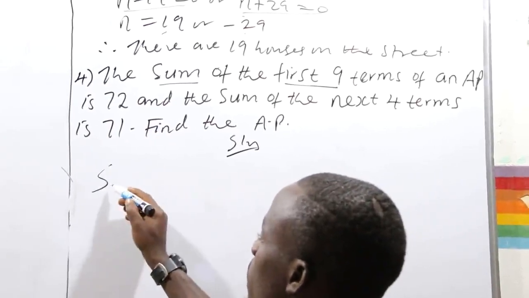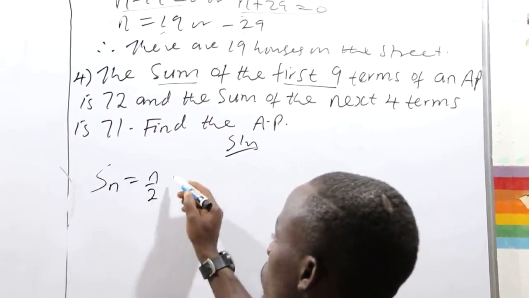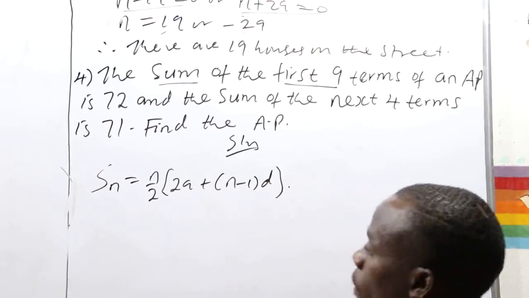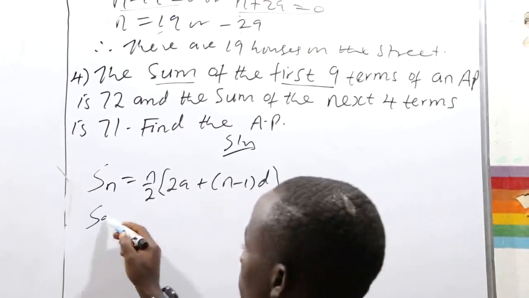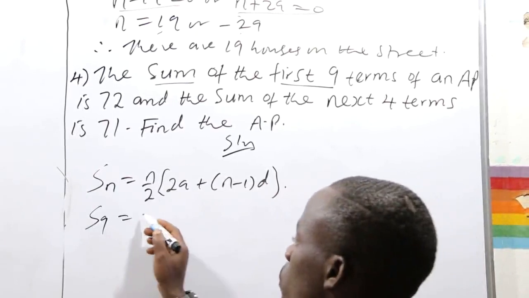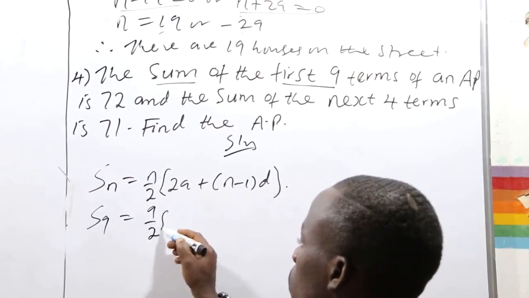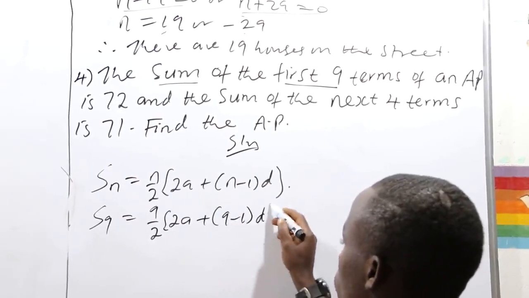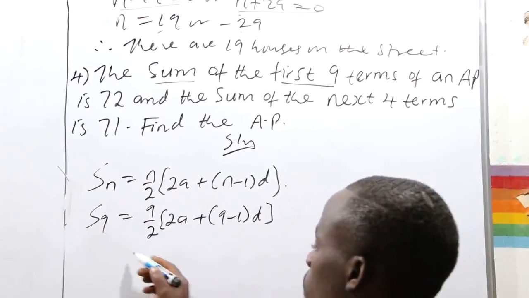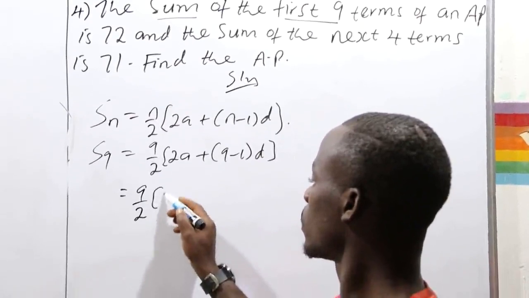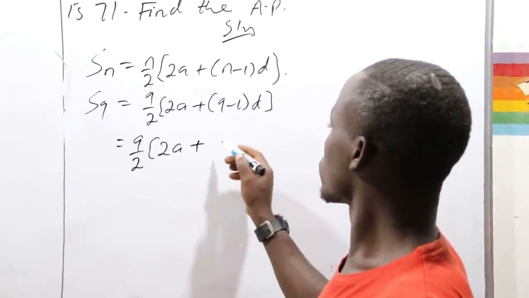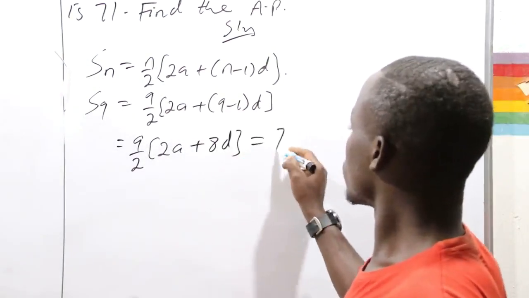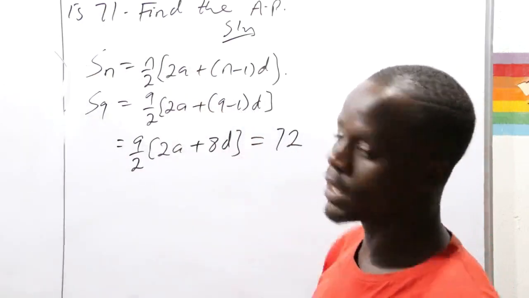And remember our formula is Sn equals n over 2 into 2a plus n minus 1 d. Okay, so we now say S9, that's all the first 9 terms, is equal to 9 over 2 into 2a, we don't know the first term, plus 9 minus 1 d, we don't also know the common difference. So we now have 9 over 2 into 2a plus 9 minus 1 is 8d, and is equal to what now? 72. Since the first 9 terms, if you add, you get 72.